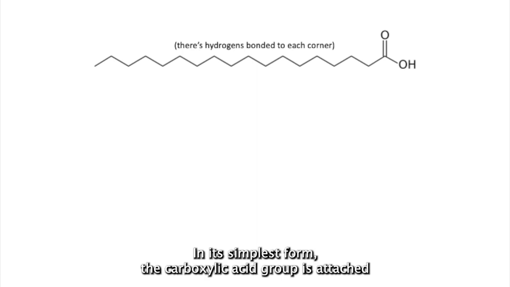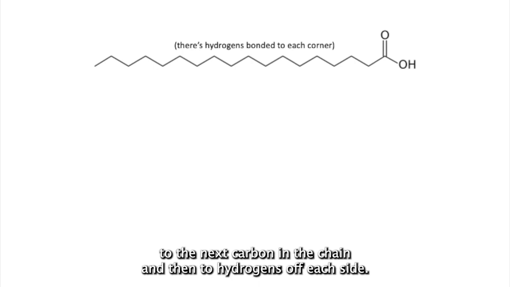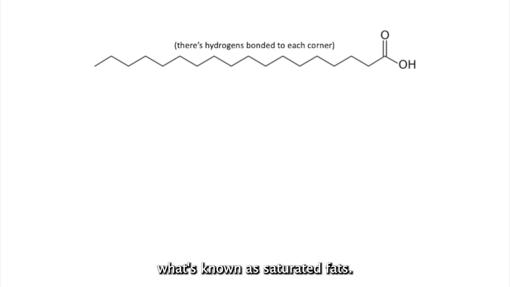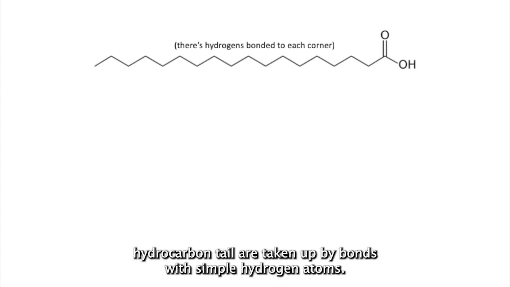In its simplest form, the carboxylic acid group is attached to a string of carbons that, with the exception of the ends, are bonded to the next carbon in the chain, and then two hydrogens off each side. This is the simplest form of that hydrocarbon tail, and these are what's known as saturated fats. Saturated, in this case, refers to the fact that all of the possible spots on that hydrocarbon tail are taken up by bonds with simple hydrogen atoms.